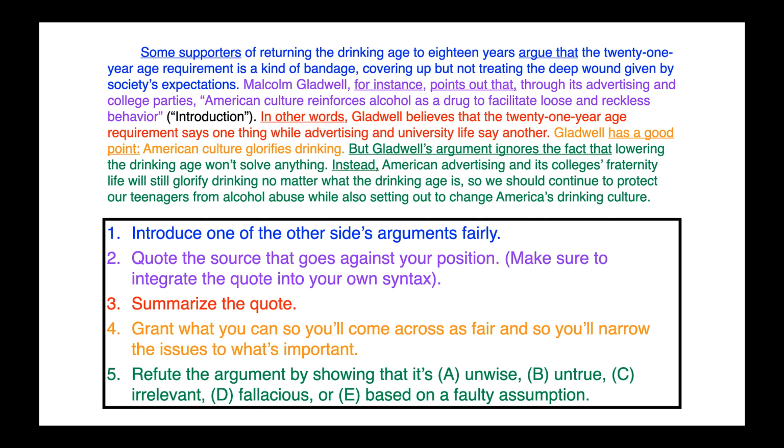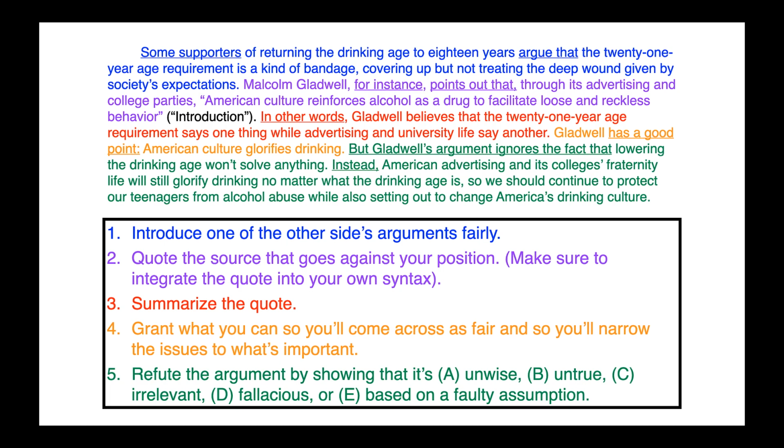Let's see which one I do here. But Gladwell's argument ignores the fact that lowering the drinking age won't solve anything. Instead, American advertising and its college's fraternity life will still glorify drinking no matter what the drinking age is. So we should continue to protect our teenagers from alcohol abuse while also setting out to change America's drinking culture.